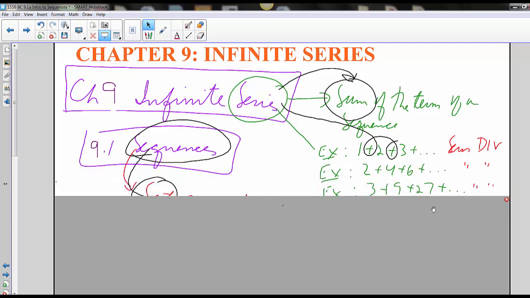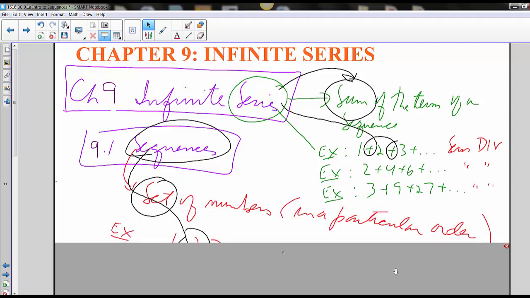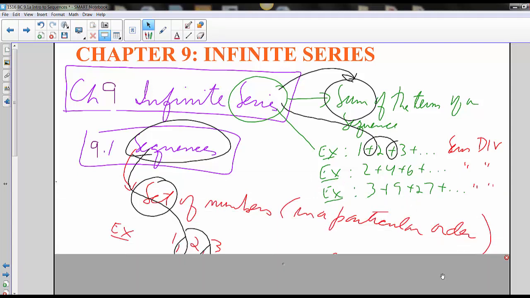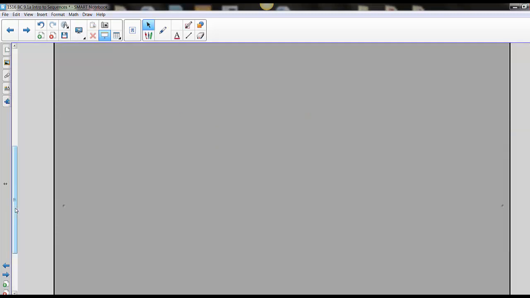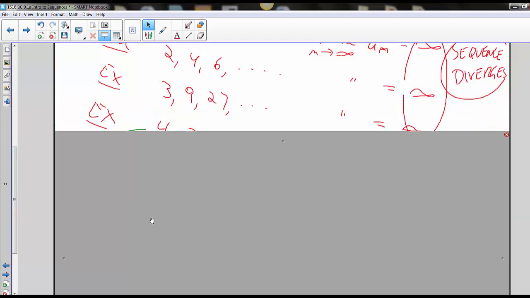But we're going to be looking at sequences. A sequence is a set of numbers in a particular order, such as 1 comma 2. Sequences are going to have commas, whereas series are going to have plus signs between the terms.